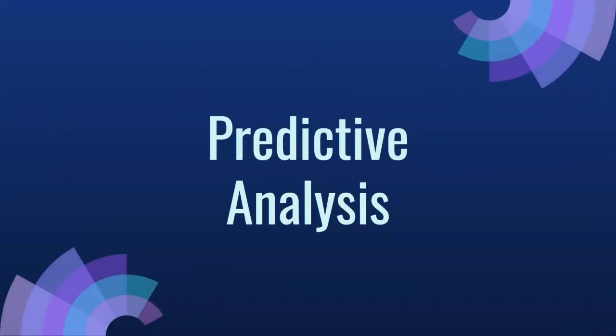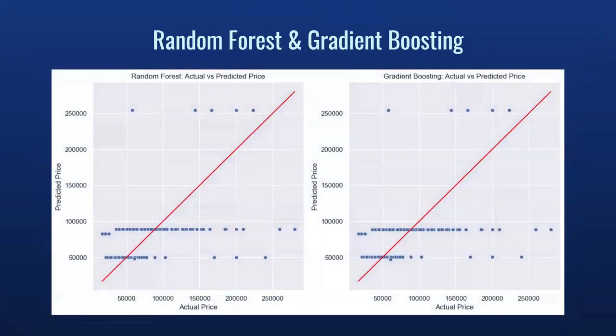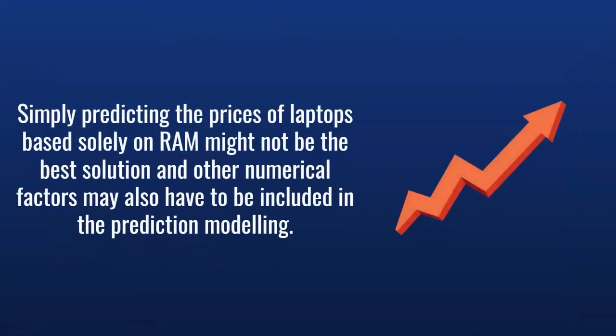Now that we have determined which variable is the most influential on price, we can use predictive analysis to see whether we can determine the prices of laptops using predictive modeling. We use three machine learning models, which include linear regression, random forest, and gradient boosting, to train models and make predictions on the price of laptops based on their RAM memories. As we can see, the different ML models do not provide us with an accurate judgment of the prices based on RAM, and hence we conclude that predicting prices solely based on RAM memories would not be the best solution, and we have to factor in other numerical values.